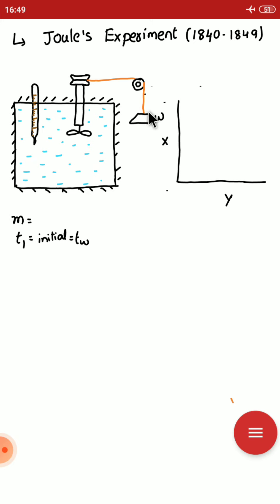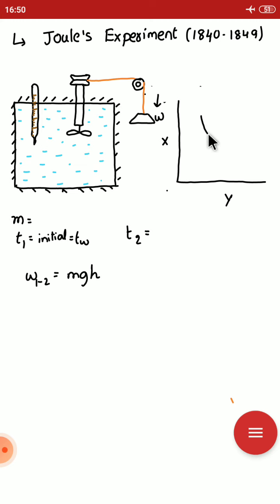Now, initially the work is done on the system by lowering the weight. By this we can calculate the work done from 1 to 2 as mgh. Due to the work on the system, the paddle will stir, and due to this the temperature will rise to T2 at state 2.